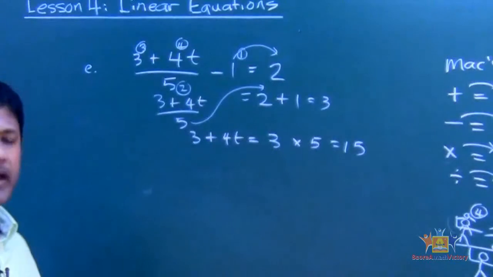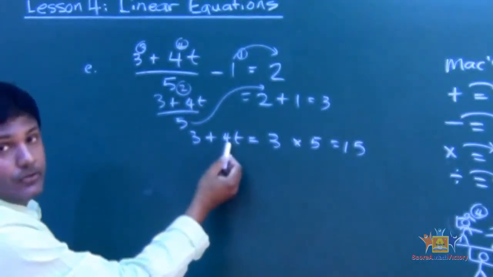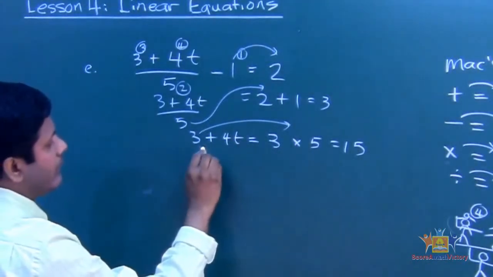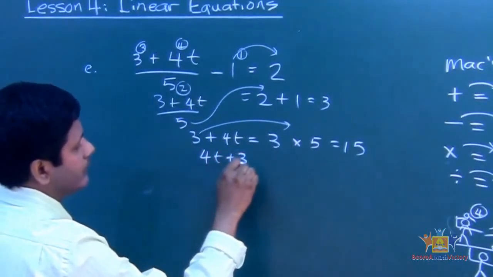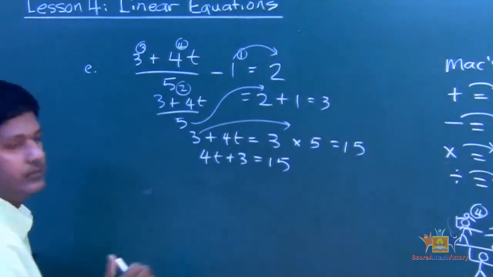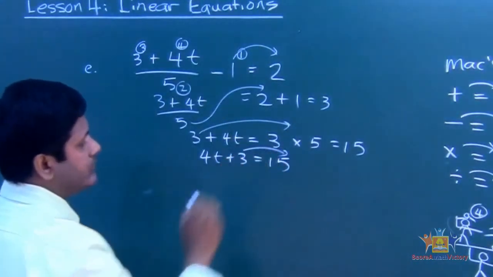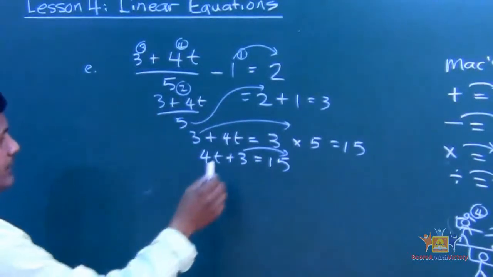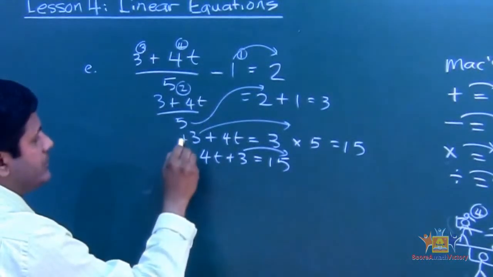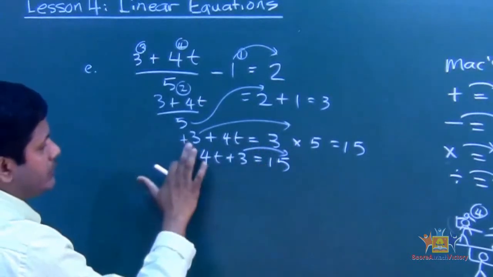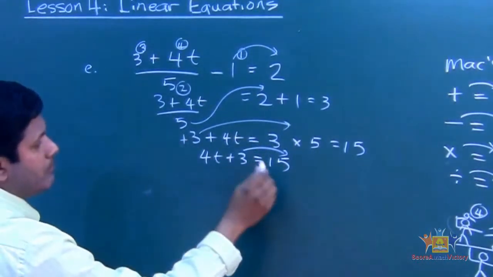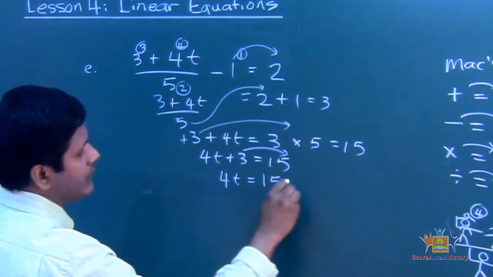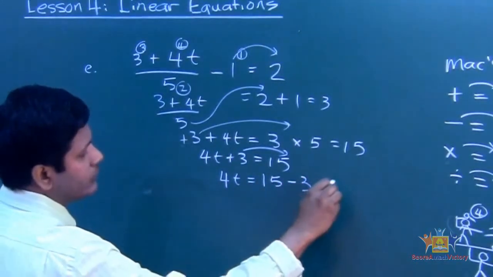And who goes next? 3, because 3 is adding to the t. So you're going to take the 3. Doesn't matter, I can rewrite it like this too. Same thing. Then I take the 3 across. What's 3 doing? Plus. Plus cross the bridge becomes minus. Remember there's a plus right there, so pay attention to that one. So 4t equals to 15 minus 3, which is 12.